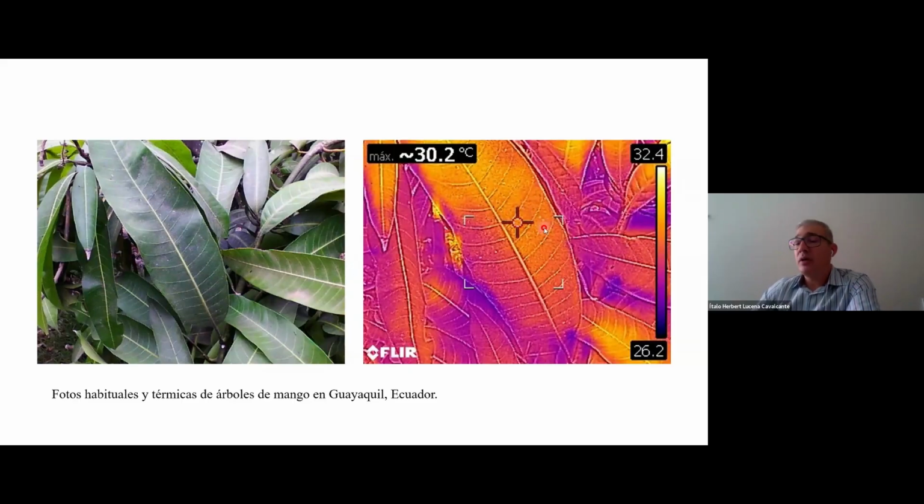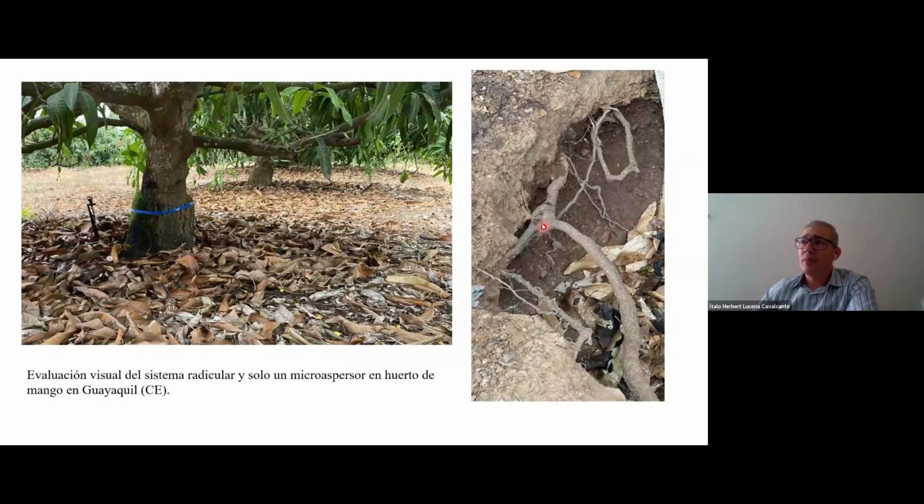So this is considered a high temperature for a leaf at this point, at this phenological stage. At other times, perhaps not. We might see higher temperatures at different times, but at this point, this is a high temperature. And we can see the root system here in this orchard. This is an observation that we already had.